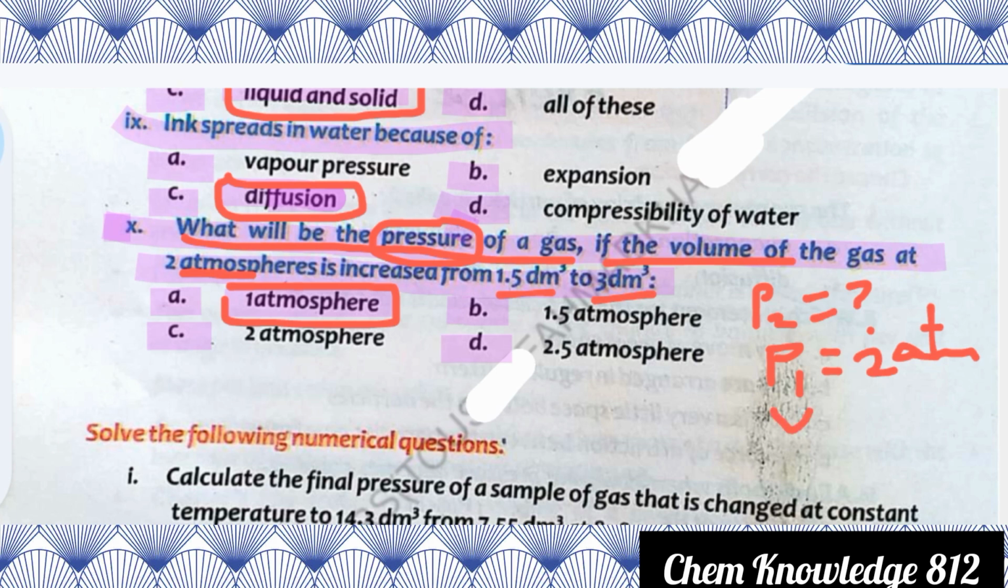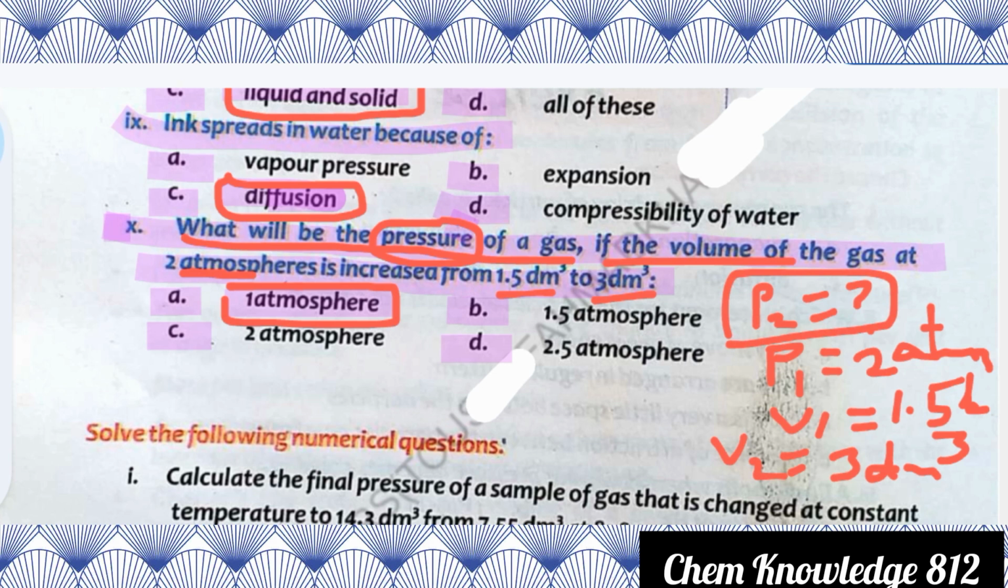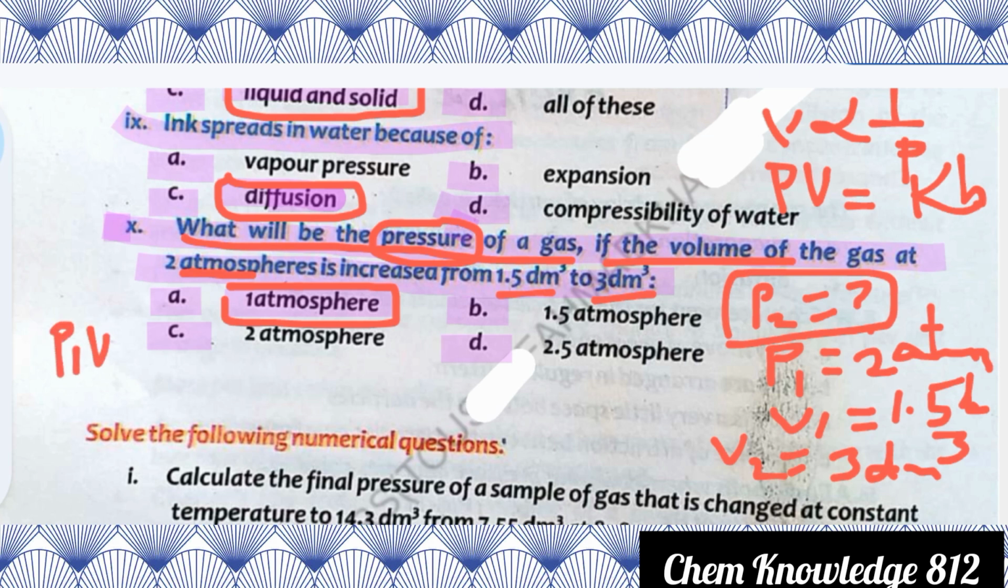So V1 will be 1.5 decimeter cube, and V2 will be equal to 3 decimeter cube. Now we are going to determine the final pressure. We know that according to Boyle's law, volume is inversely proportional to pressure, so you can write that PV is equal to K. So for two cases, we can write P1 V1 will be equal to P2 V2.